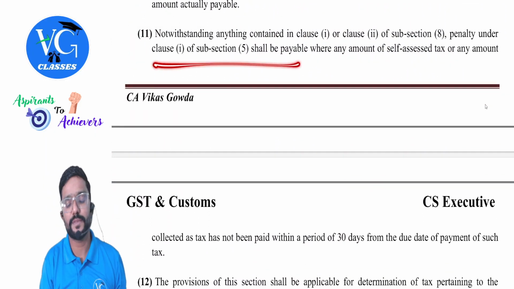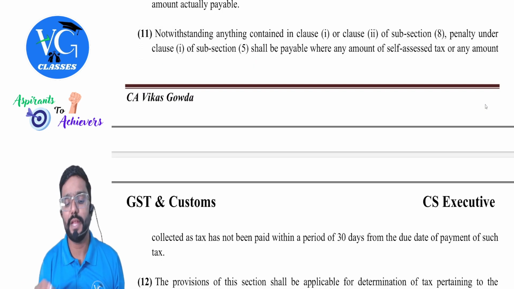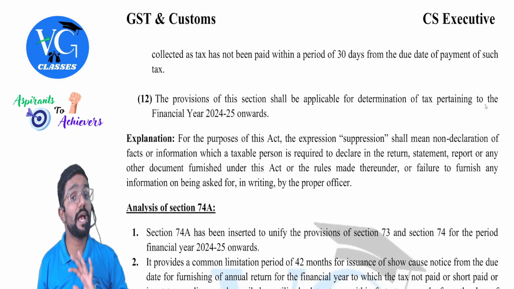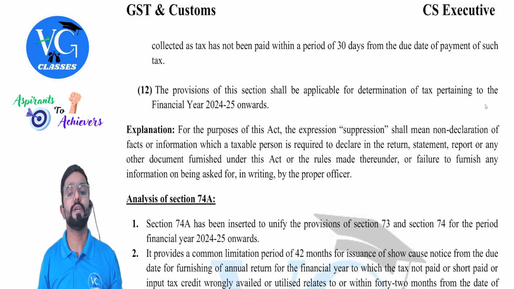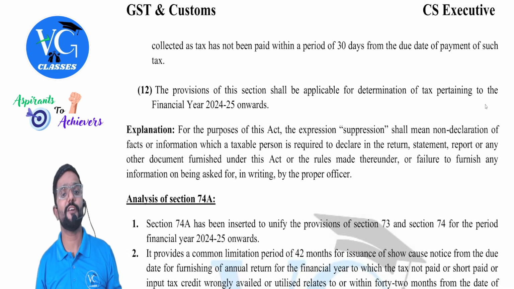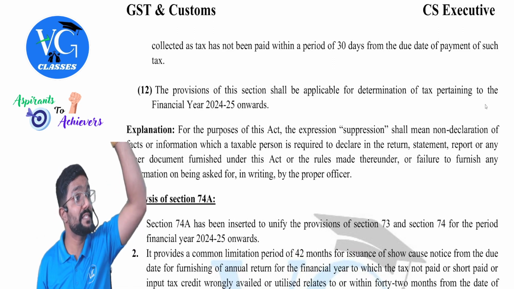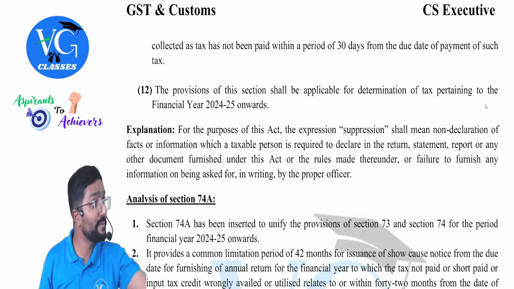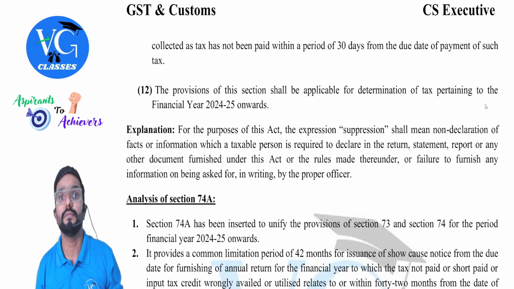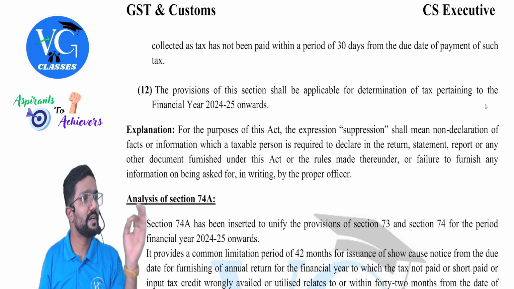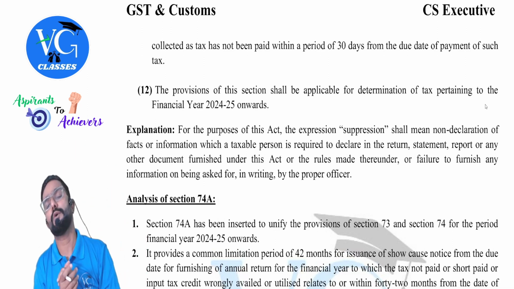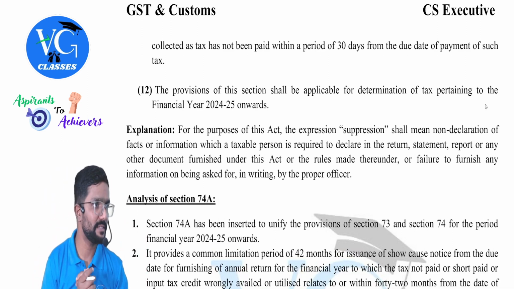Penalty under clause 1 of subsection 5 shall be payable where any amount of self-assessed tax or any amount collected as tax has not been paid within a period of 30 days from the due date of payment of such tax. You remember this was there in 73. I collected tax from my recipients, but I didn't pay. I kept it with me. In that case, will penalty be levied? Yes. How much? 10% of the tax amount or 10,000, whichever is higher, guys.